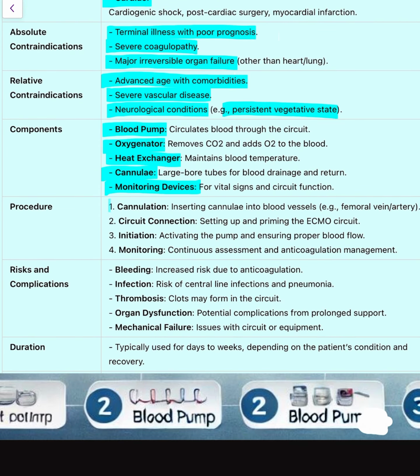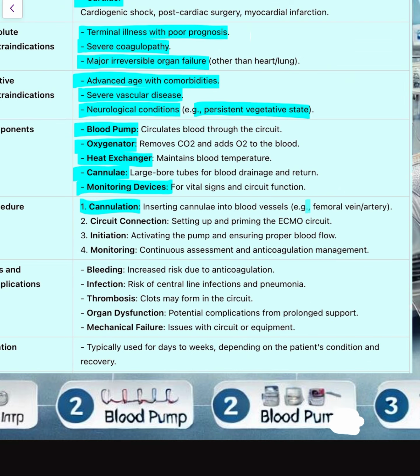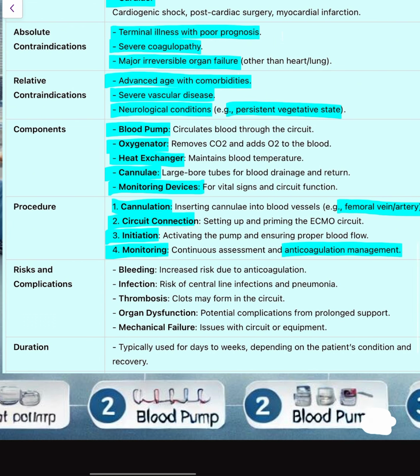Procedure: first is cannulation, inserting the cannula into the blood vessels, like femoral vein and femoral artery, which are commonly used. Circuit connection, okay, then initiation, that is activating the pump and ensuring proper blood flow through the machine, and monitoring. Continuous assessment and anticoagulation management has to be done, because there can be clot, there can be mechanical failure because of that. So with continuous monitoring, we have to see the pressure differences, right, to see if there is a clot inside the machine.